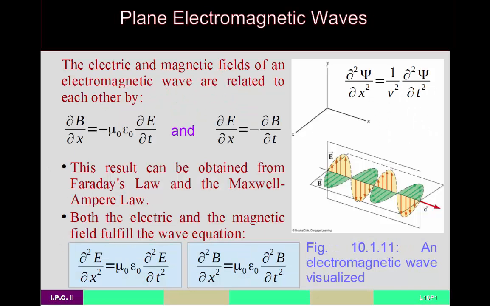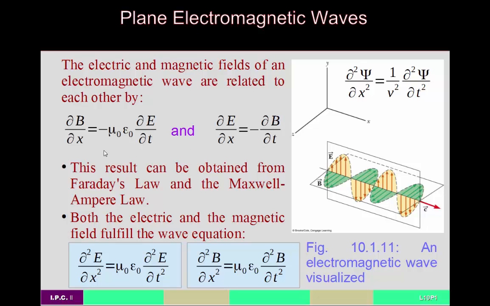The electric field and the magnetic field in an electromagnetic wave are related to each other by a pair of basically coupled differential equations. This one says that the rate of change of the magnetic field spatially is negative mu naught epsilon naught times the rate of change in time of the electric field. And this one says that the variation of the electric field spatially is the negative of the rate of change with time of the magnetic field.